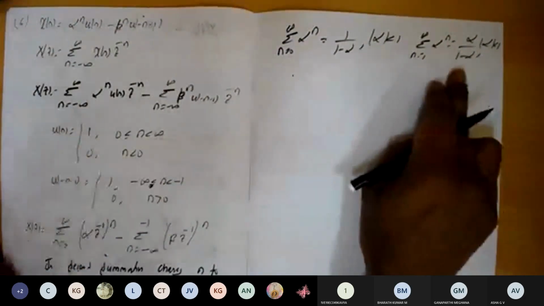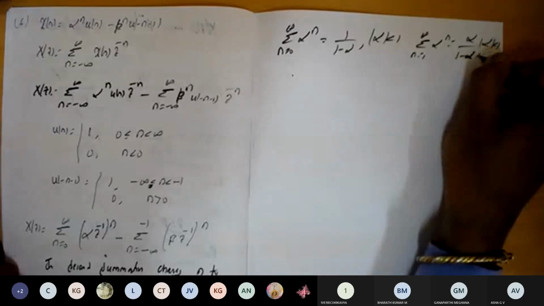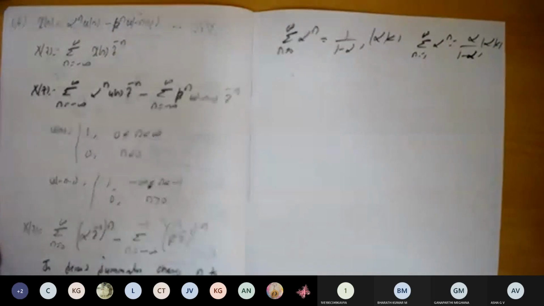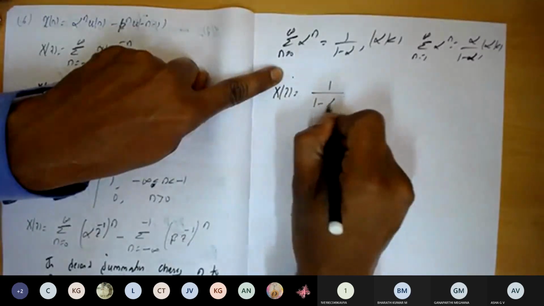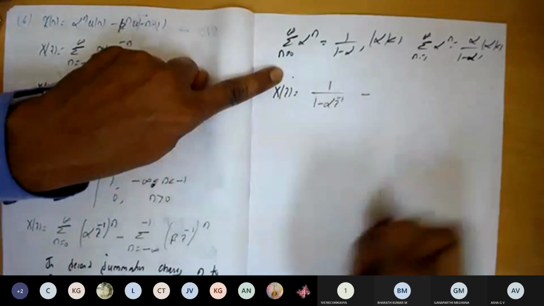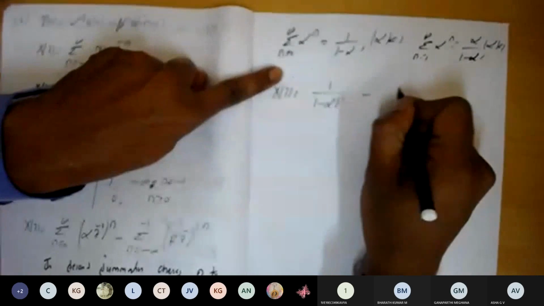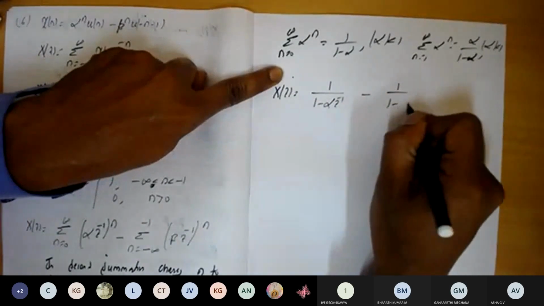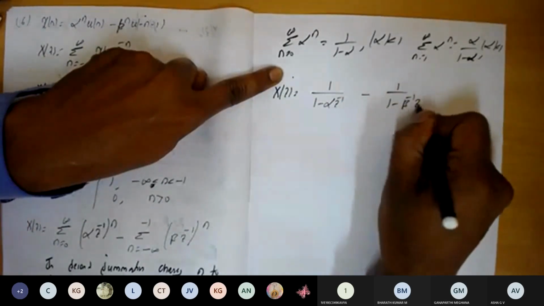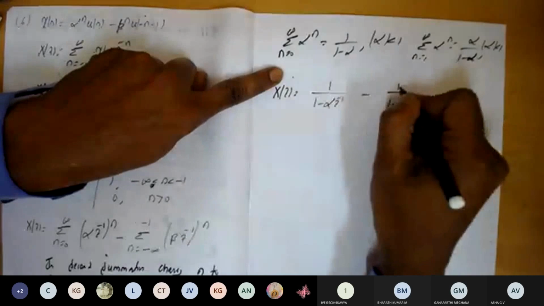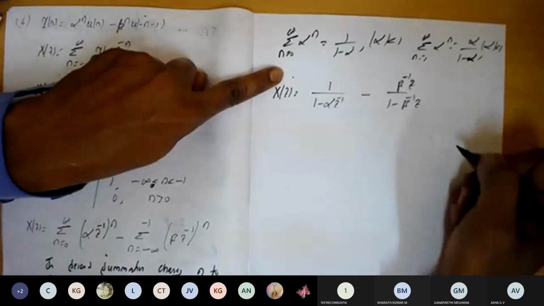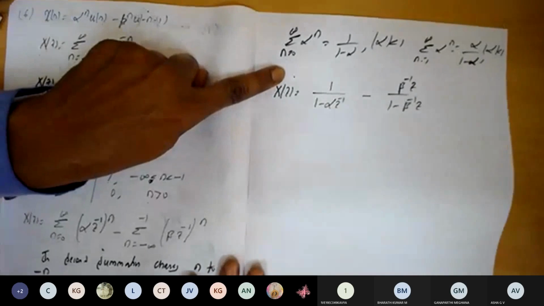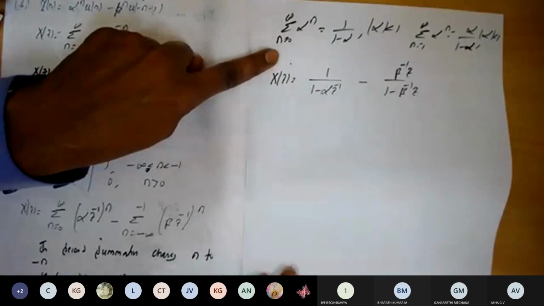These two formulas we have already seen. I'm going to apply this formula for both the terms. So X of z is equal to, for the first one it will become 1 divided by 1 minus alpha into z inverse, minus, for the second one it will become 1 divided by 1 minus beta inverse into z. So beta inverse into z. Right.